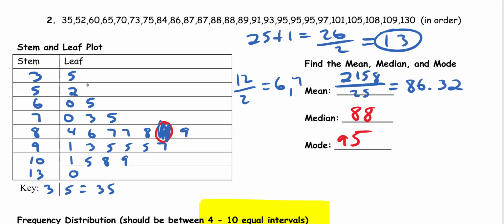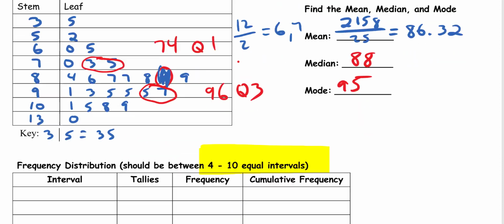So if I do that, 1, 2, 3, 4, 5, 6, and 7, so we're going to use these two. And the other way is 6 and 7. 1, 2, 3, 4, 5, 6, and 7. So we're going to use those two. All right, and it's the average of those. So it's basically 73 and 75, and the average of that is 74. And 95 and 97, so 96. This is Q1 and Q3. Okay, so we can label that in there.